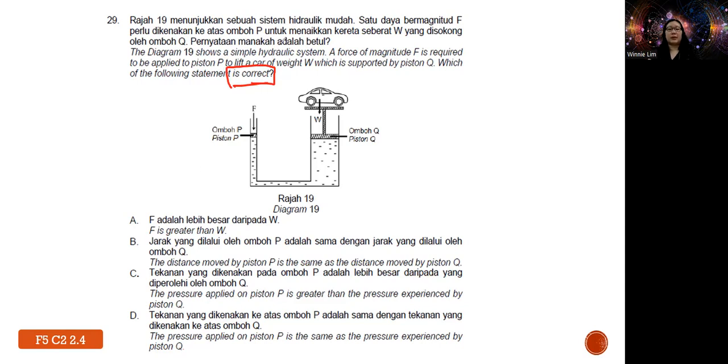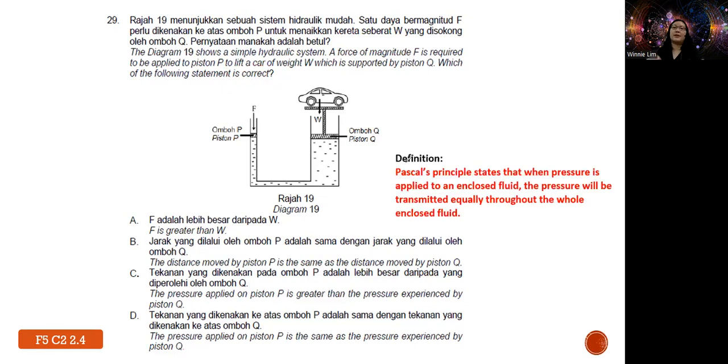Now, of course, this hydraulic system is related to what principle? It is related to Pascal's principle. So let's recall the concept first. Pascal's principle states that when pressure is applied to an enclosed fluid, the pressure will be transmitted equally throughout the whole fluid. Okay, so in this case, you're supposed to have the concept whereby pressure is the same. So P1 equals P2. And here we will have F1 over A1 equals F2 over A2.